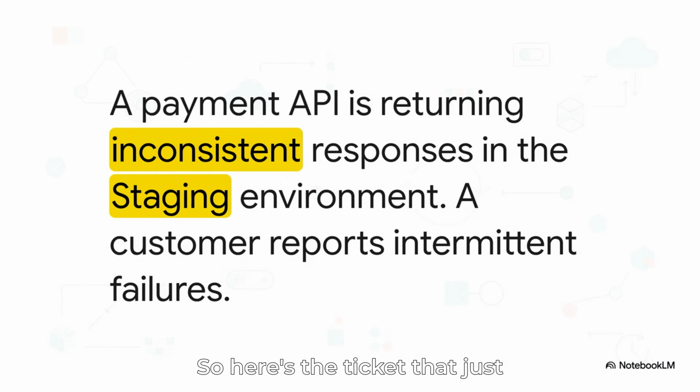So here's the ticket that just landed on your desk. The payment API is acting up on the staging server. A customer says their payments are failing sometimes, but not every time. Ugh, the worst kind of bug to track down manually.